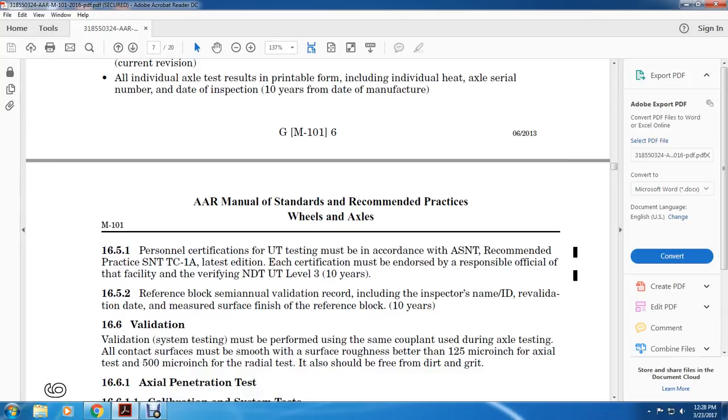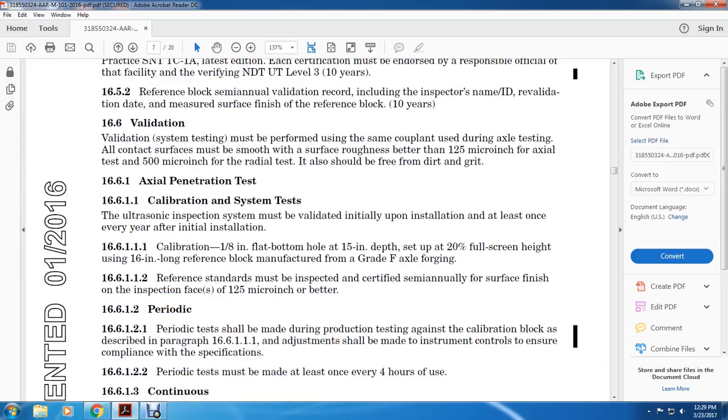10 years. Reference block semi-annual validation record, including the inspector's name, ID, revalidation date, measured surface finish, and reference block, 10 years. Validation system must be performed using the same couplant used during the axle testing. All contact surfaces must be smooth with a surface roughness better than 125 microinches for axle testing, or 500 microinches for the radial testing. Also should be free of dirt and grit.